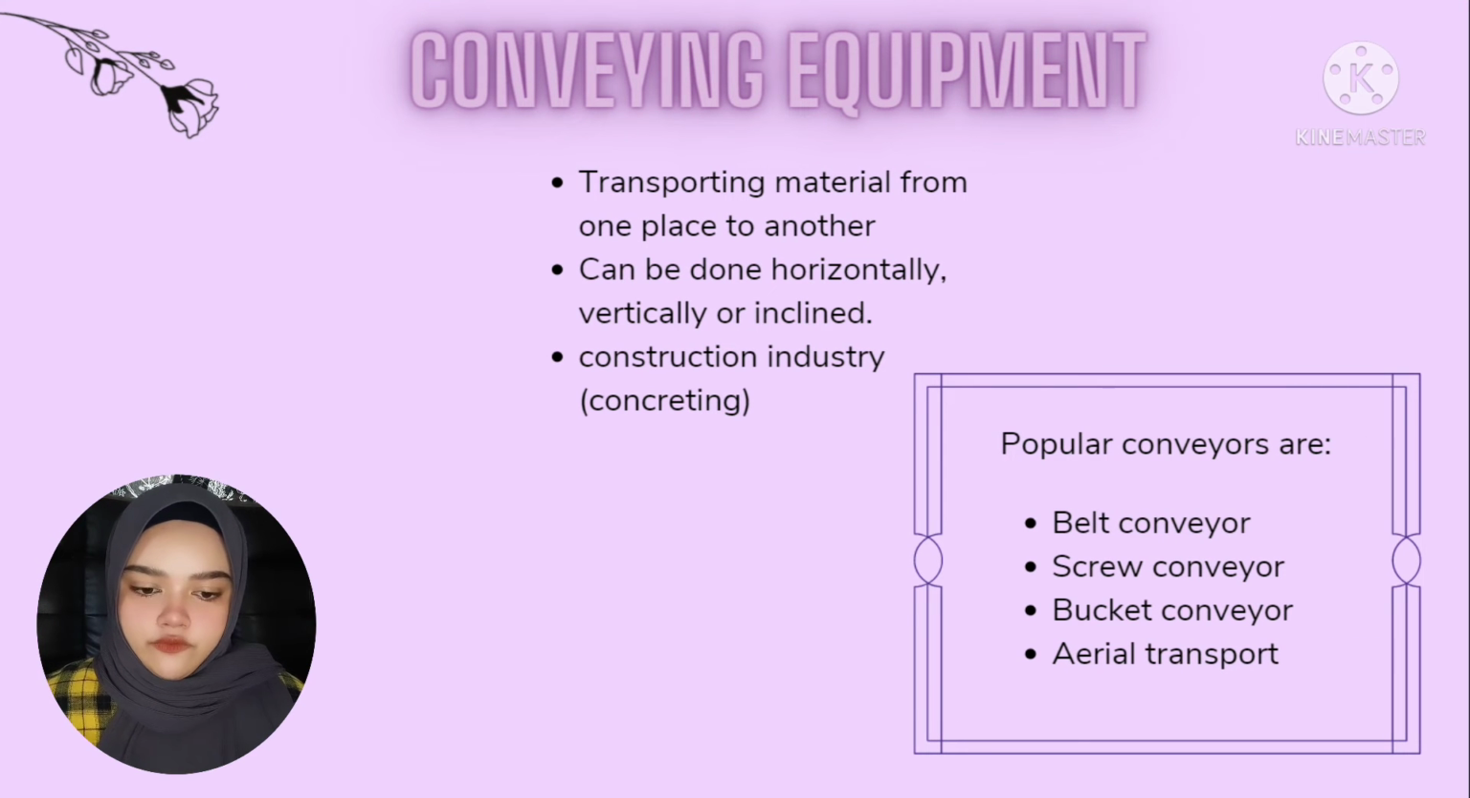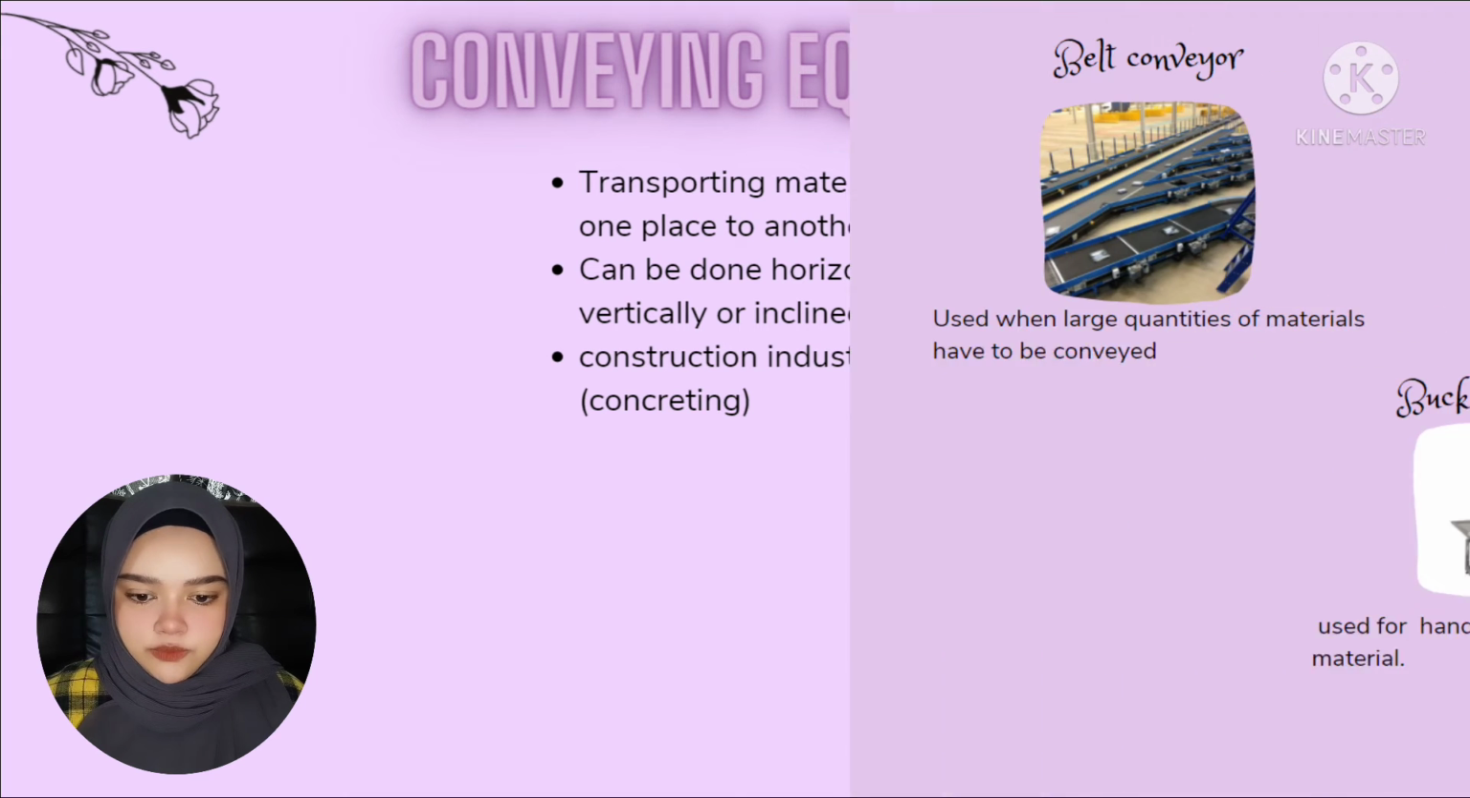Next equipment is conveying. It is used for transporting material from one place to another place. It can be done horizontally, vertically, or inclined. In the construction industry, it is used for concreting. The popular conveyors are belt conveyor, screw conveyor, bucket conveyor, and aerial transport.